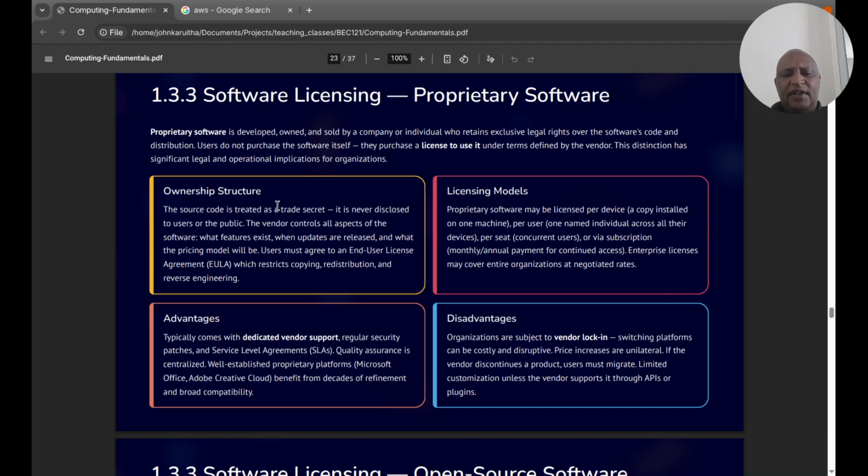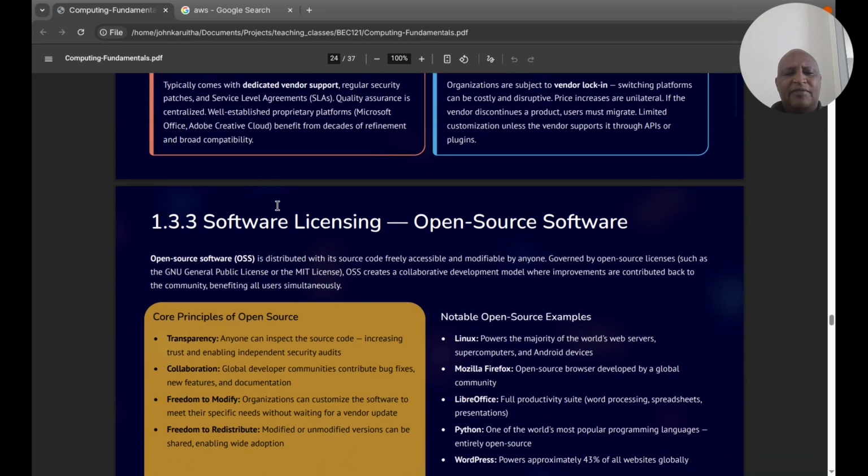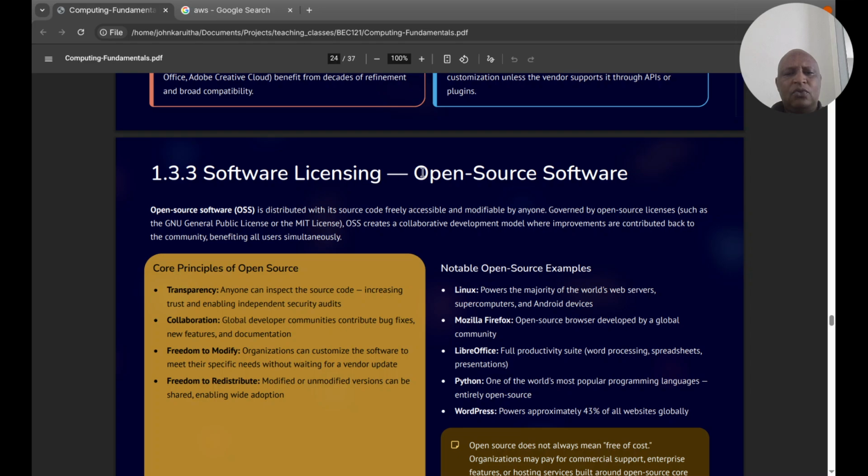Some computers have licensing and you need to pay for that. Other softwares are free to use. They are what we call open source software. An example is Linux. And Linux and Android, those are operating systems. They are free to use. You can just download and install without worrying about having to pay.